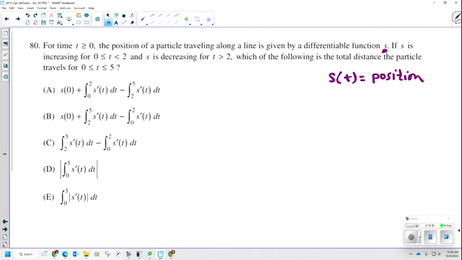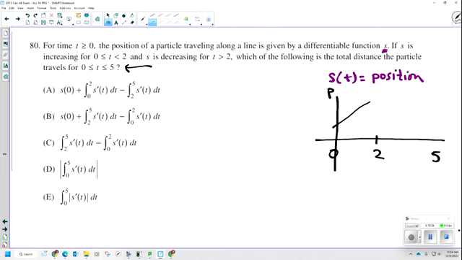I have said this time and time again. First of all, let me sketch position. We go from 0 to 5, right? That's what they give us here. So from 0 to 2, my position is positive, and from 2 to 5, anytime bigger than 2, it's decreasing.